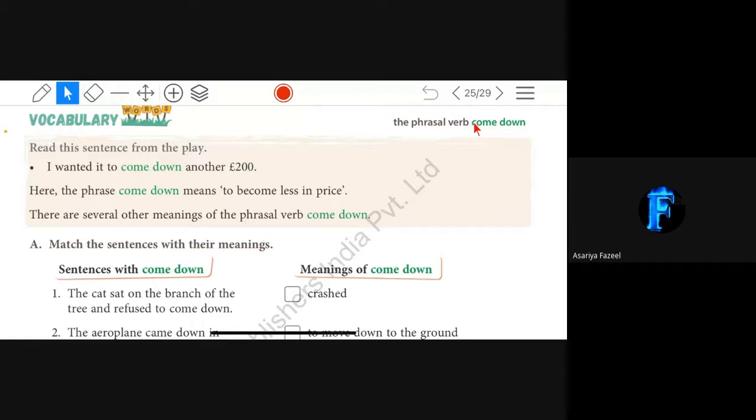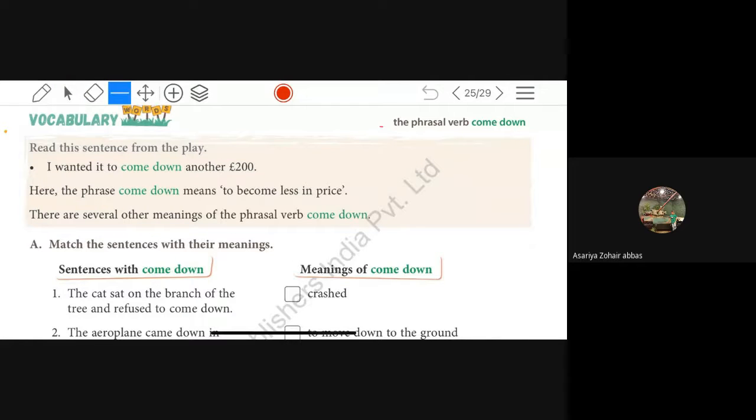Hello? Am I audible or not? Yes, sir. Audible. Then why are you all sleeping? Yes, sir, we know phrasal verbs in vocabulary. It has come.